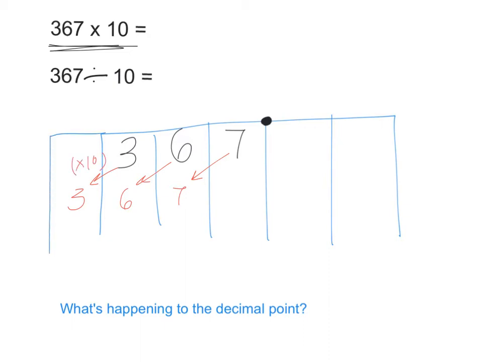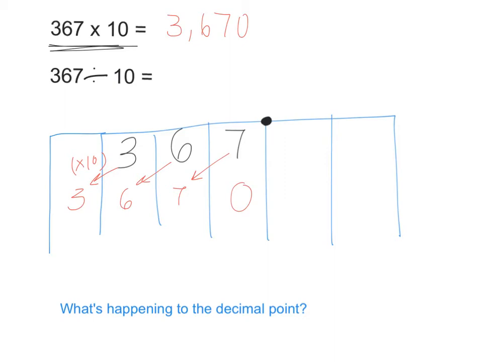If you're like me and you ran out of space, you can draw more space on your place value chart. Now what do we have in the ones? 0. So I can add a 0 there. So what's the answer? 367 times 10 is 3,670. Okay. Let's try the next one.